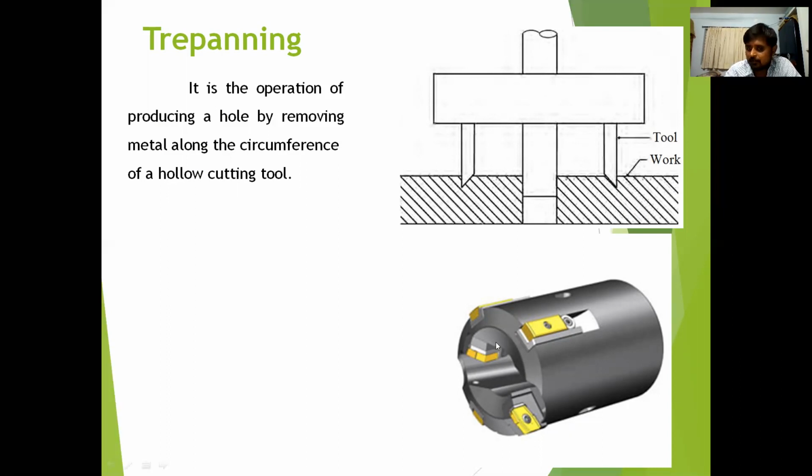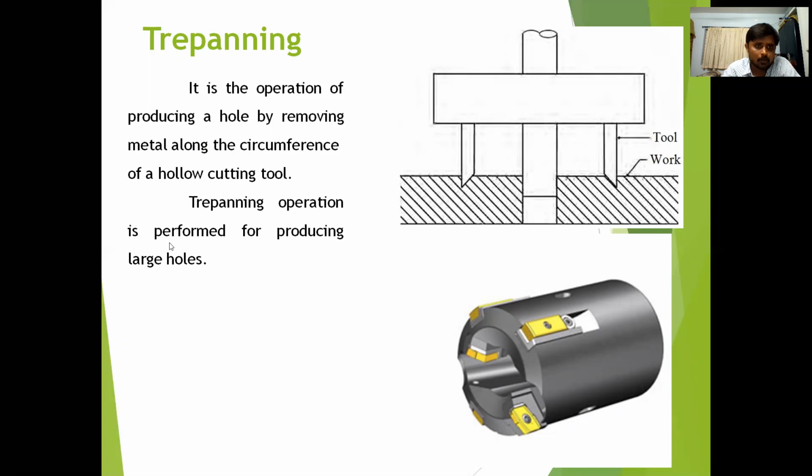This is the hollow cutting tool, and the cutting tips are outside of the hollow surface. These are the cutting tips. So we are going to remove the material along the circumference of the hollow using this cutting tool. Generally this is used to produce larger holes. If you want to produce very large holes, we are going to use this trepanning operation.